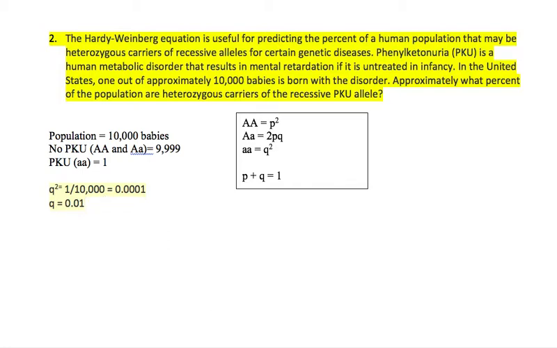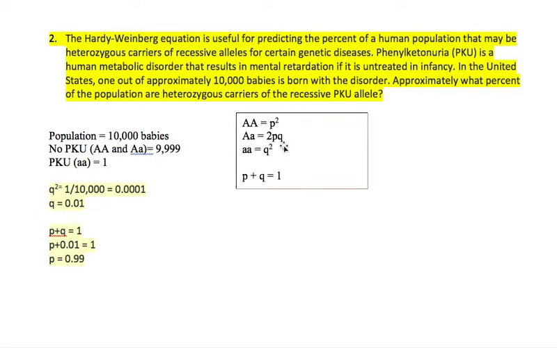Now I have Q, I can solve for everything else. So P plus Q is equal to 1. P plus 0.01 is equal to 1. P is equal to 0.99. Okay, Q is here, P is here. Now, if I wanted to find the frequency of homozygous dominant, I'm going to go ahead and square 0.99. If I want to find the frequency of homozygous recessive, I'm going to square 0.01.